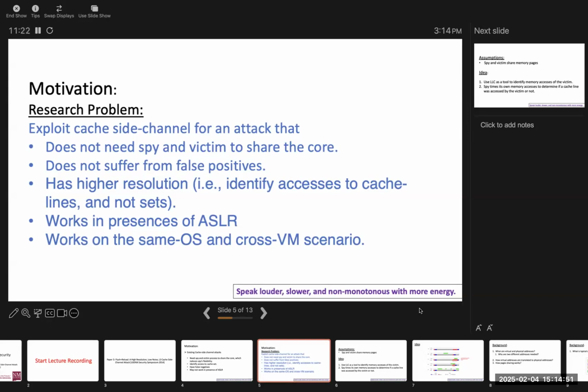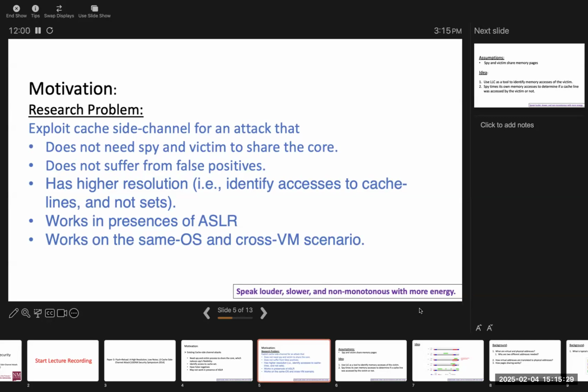They do not suffer from false positives. Again, I will explain later what a false positive is, but they don't have false positives, which is a good thing. And they have high resolution, which basically means that unlike the previous attacks, they are able to identify the access of a victim to a particular cache line, not only a particular cache set, but which particular cache line within a set. That gives you more information and more control. And it can also work in the presence of ASLR.